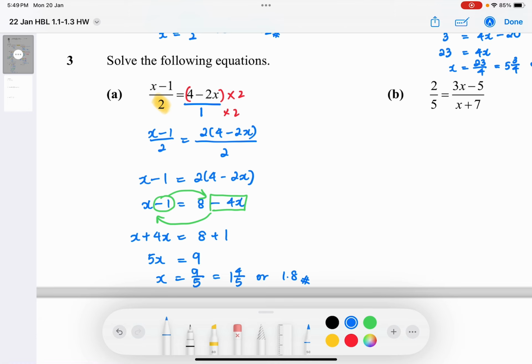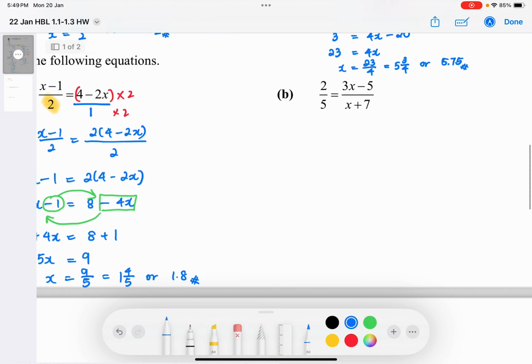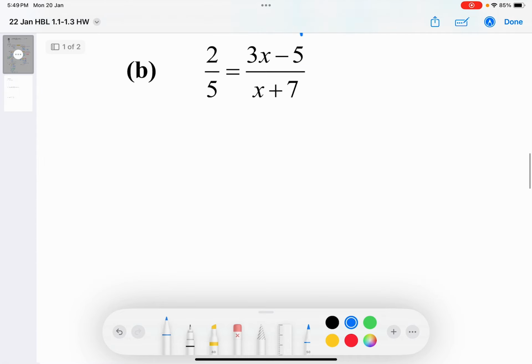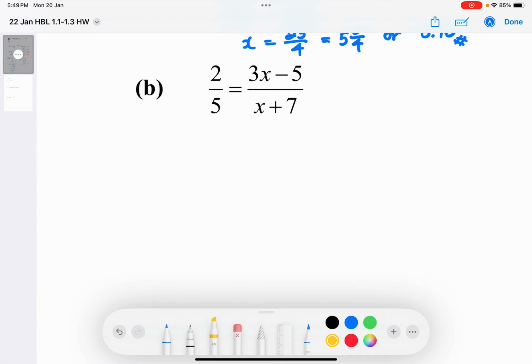Okay, and then this is 3a. So now we'll move on to 3b. Okay, for 3b, there is two fractions here. The denominator is 5 and x minus 7. So what's the LCM of the denominators? That will just be 5 bracket x plus 7.